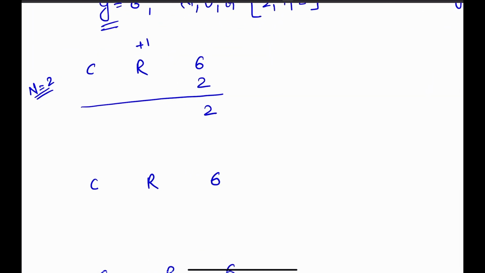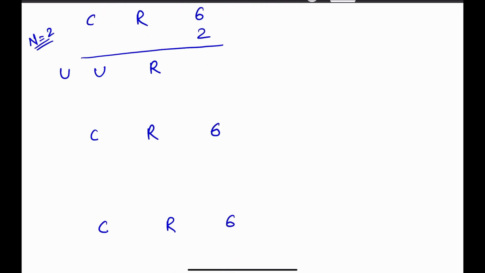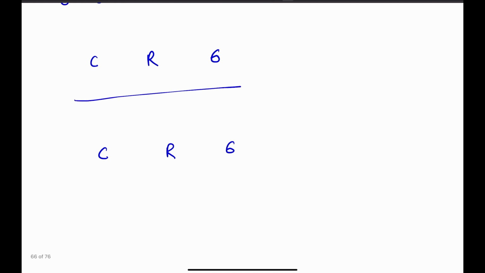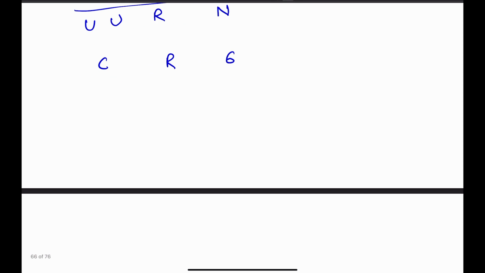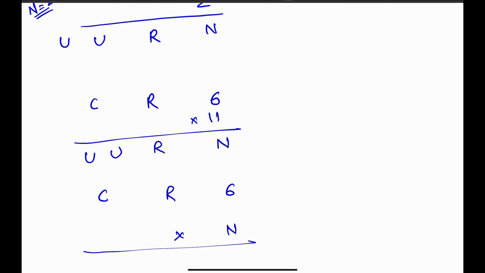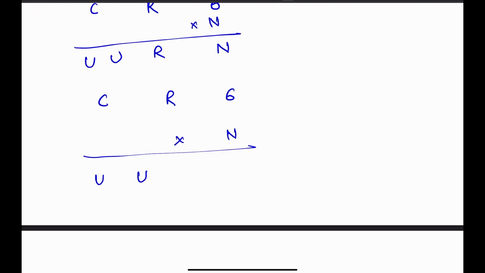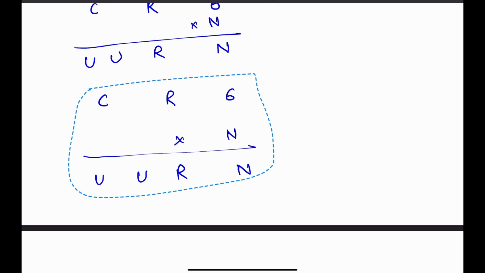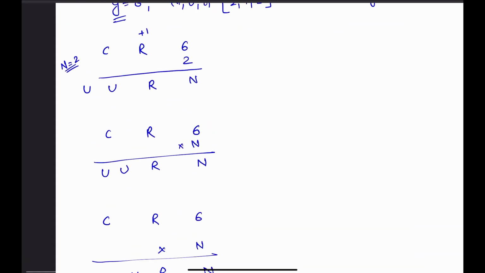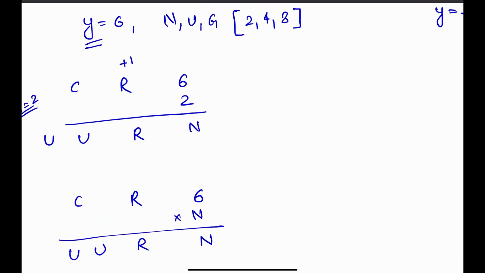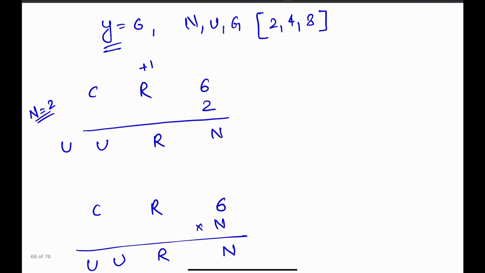UURN. Let's write UURN when it's multiplied with n. Okay, now that UURN we have come across this one.